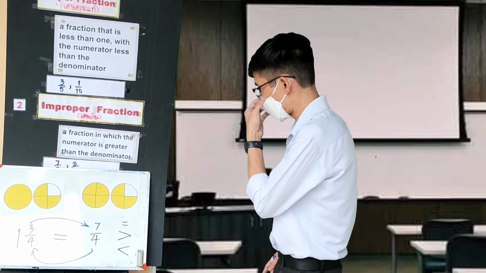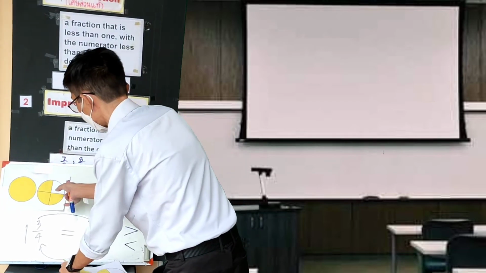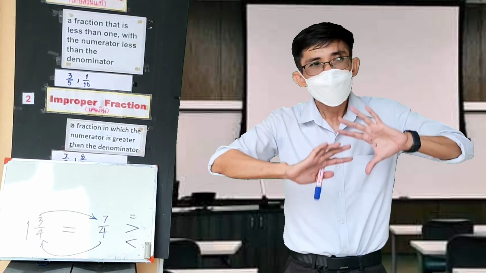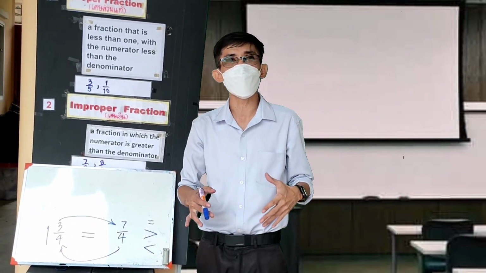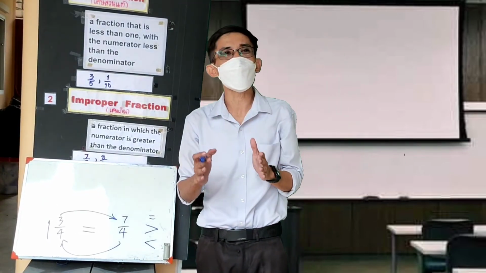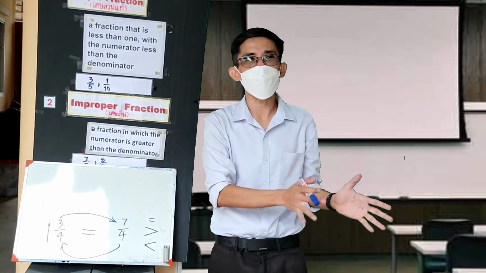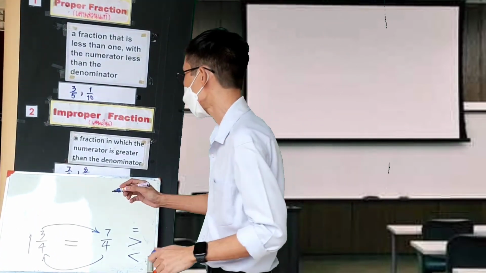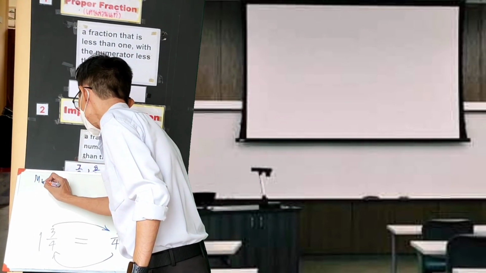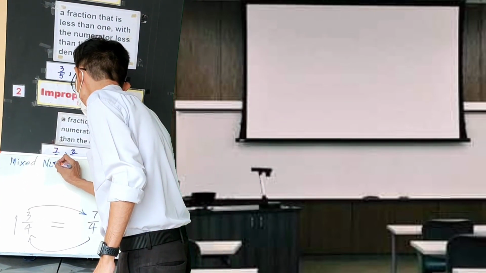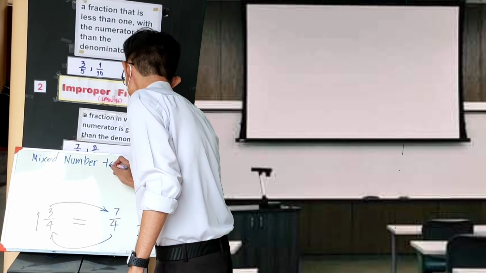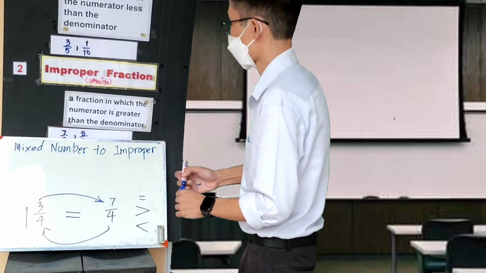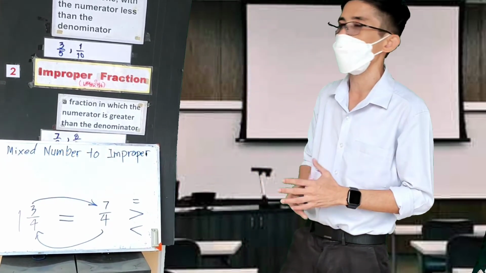Okay? Now, let's do that. So at first, let's not focus on the figures. Now, if we are given only numbers, how can we convert a mixed number to an improper fraction and the other way around, improper to mixed number? Okay, first let us discuss converting a mixed number to an improper fraction.